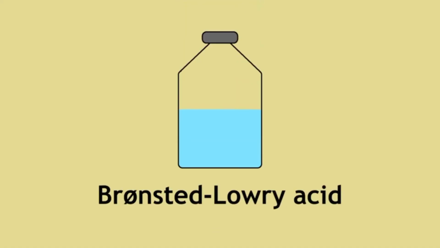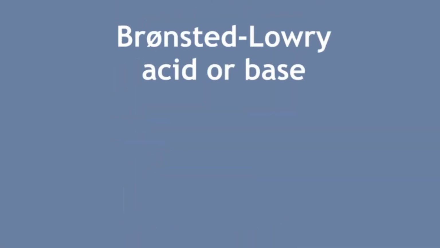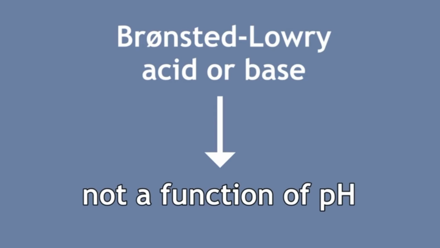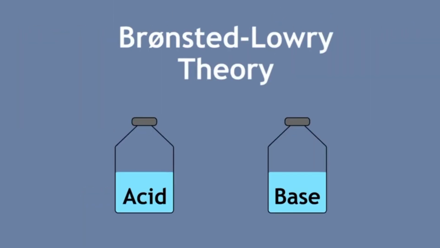A Bronsted-Lowry acid is a substance that releases or donates protons in solution, in our case, hydrogen chloride. A Bronsted-Lowry base is a substance that accepts protons in solution, in our case, water. Notice that the definition of a Bronsted-Lowry acid or base is not a function of pH. So an acid-base reaction, according to the Bronsted-Lowry theory, involves the transfer of a proton from one substance to another.